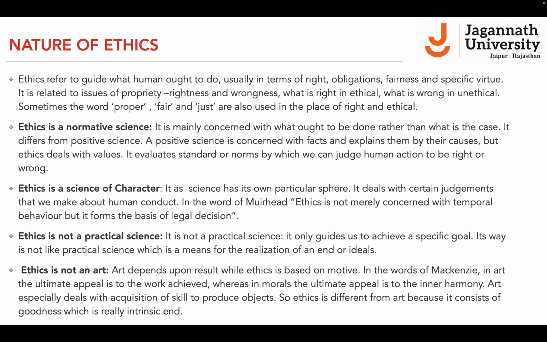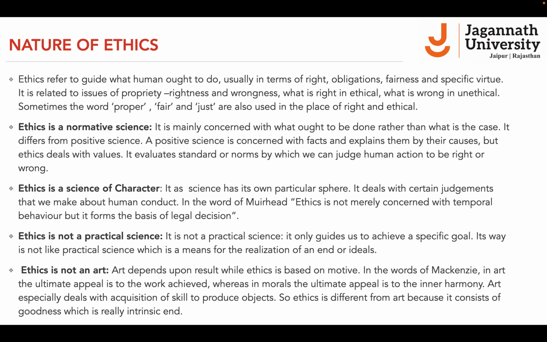Ethics is not an art. Art depends upon result while ethics is based on motive. In the words of McKenzie, in art, the ultimate appeal is to work achieved, whereas in morals, the ultimate appeal is to the inner harmony. Art especially deals with acquisition of skills to produce objects. So ethics is different from art because it consists of goodness, which is really an intrinsic end.